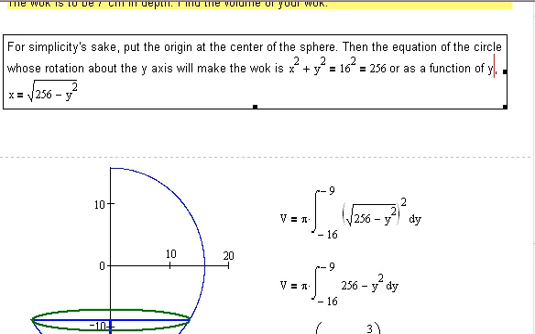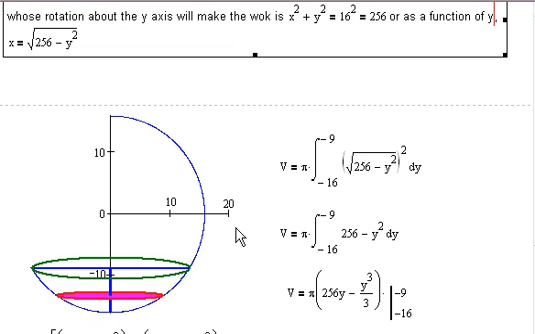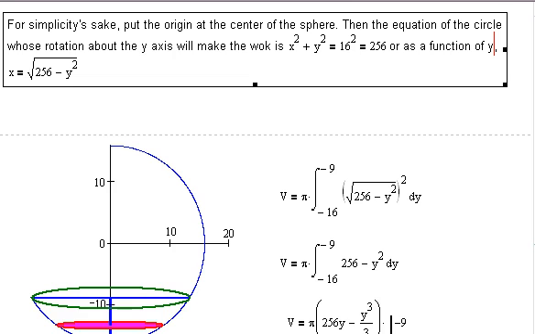Alright, well, I took the liberty to draw a picture of that circle, and here is a picture of that circle. When we rotate that circle about the y-axis, we make this little bowl-shaped object like the wok. And so what is the volume of our wok?